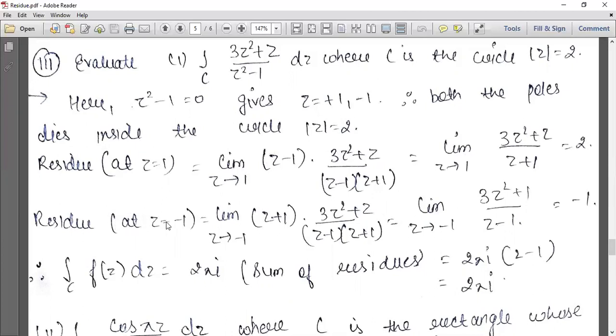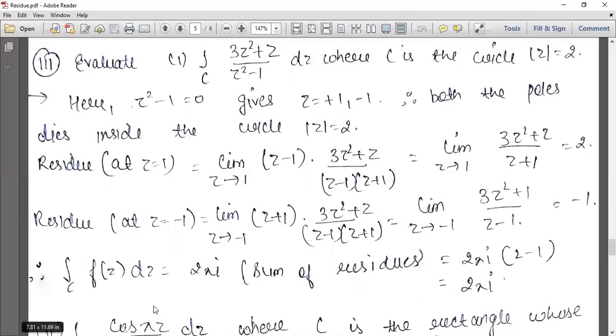And residue at z equal to minus 1 is limit z approaching to minus 1 again. z minus z naught is z plus 1 because z naught is minus 1 here, into f of z. So f of z is 3z square plus z divided by z minus 1 into z plus 1. z plus 1 will get cancelled and I will be left with limit z approaching to minus 1, 3z square plus z divided by z minus 1. So just replace z with minus 1 and I will have my residue as minus 1.